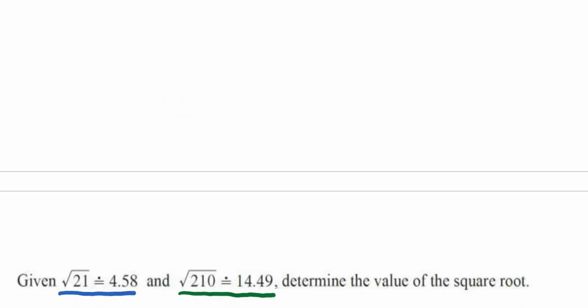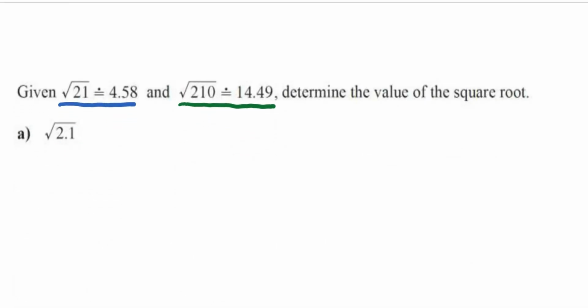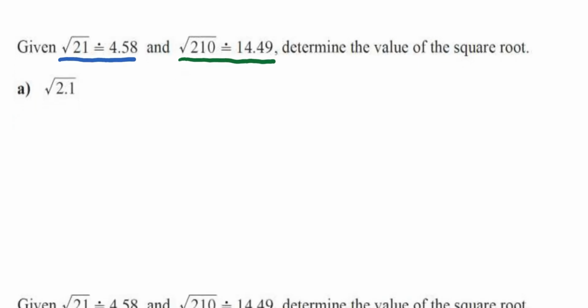Okay, let's move on to question number 4. I'd say question number 4 is probably going to be the harder homework question from section 1.4. You're given that the square root of 21 is approximately 4.58, and the square root of 210 is approximately 14.49. Based on those two values, you need to determine the square root of 2.1.